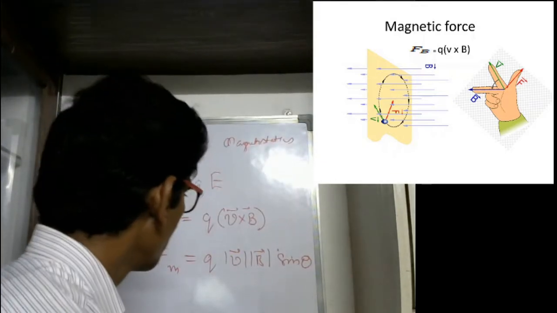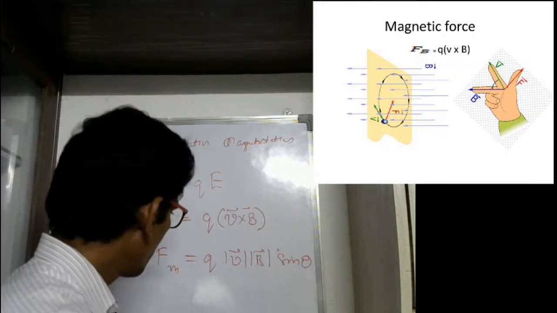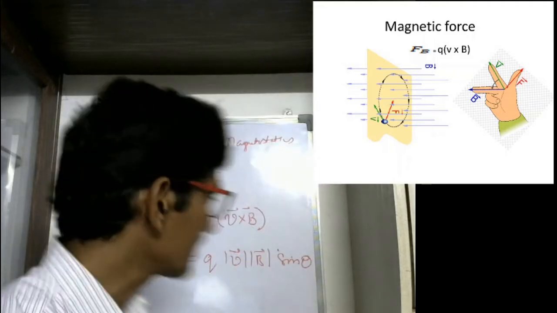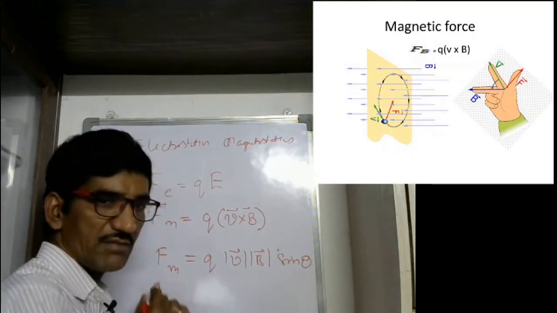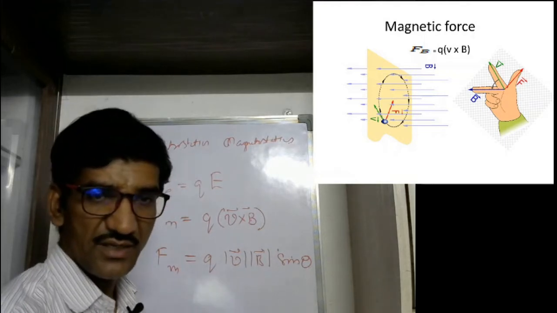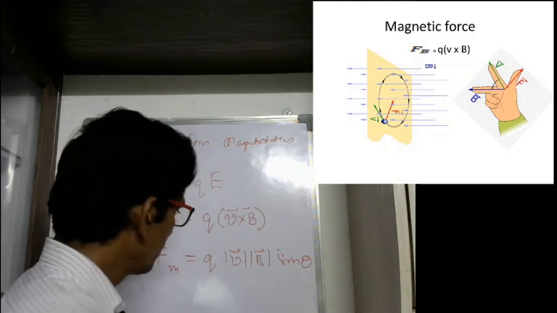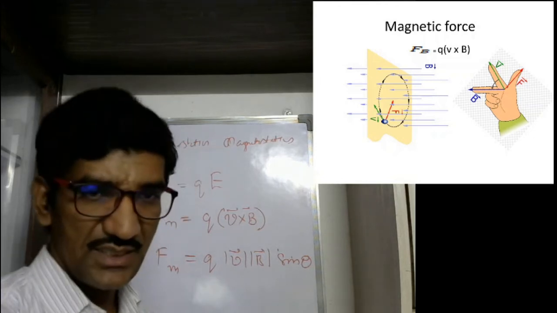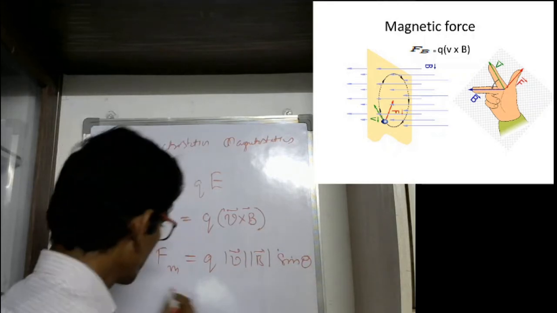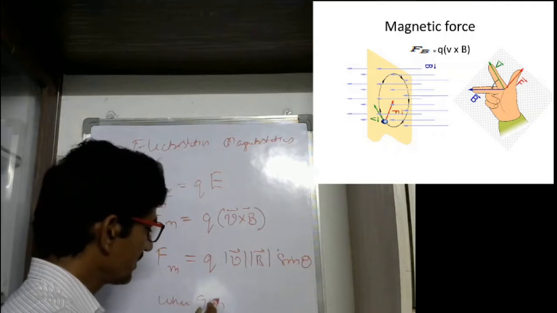First of all, let us talk about the magnitude of the magnetic force. The magnetic force depends on the charge. It acts on a non-zero charged particle. But here, what is V and what is B? Here Q is a charge.